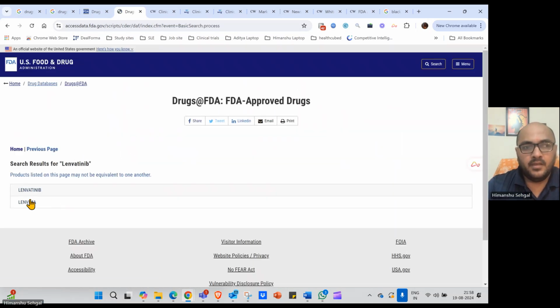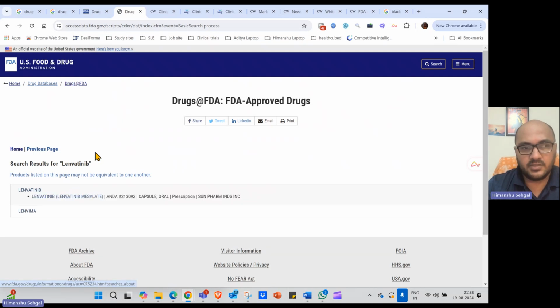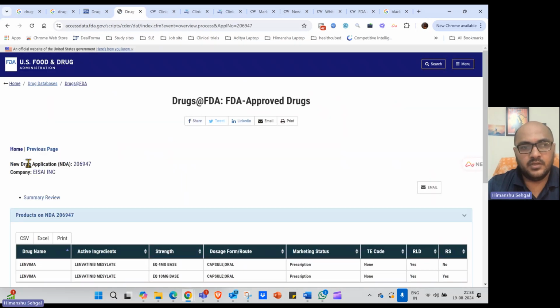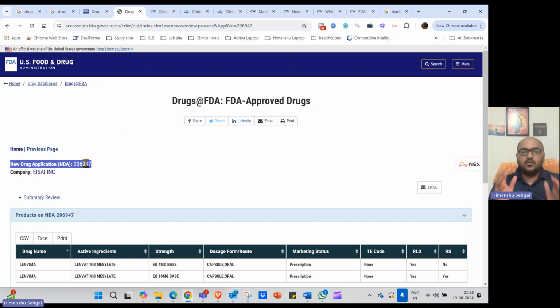Lenvatinib or Lenvima, which is the brand name. And I think there are some generics. Yeah, so Lenvatinib, Sun Pharma already has an approved generic of it. So Lenvima, if we click on this, here you see NDA and the NDA number. So from here, I can very confidently say that this is a small molecule, and Keytruda is a biologic. Simple.